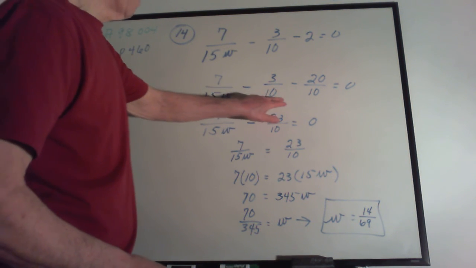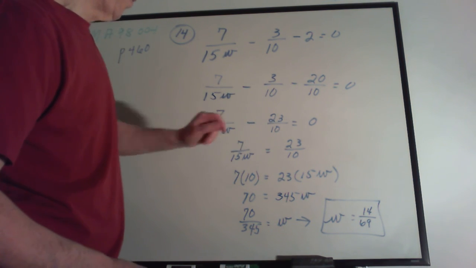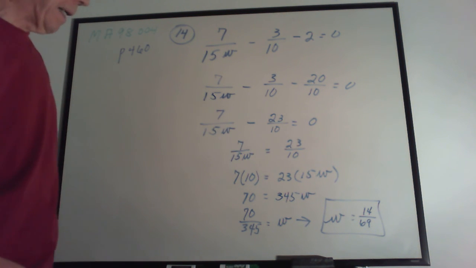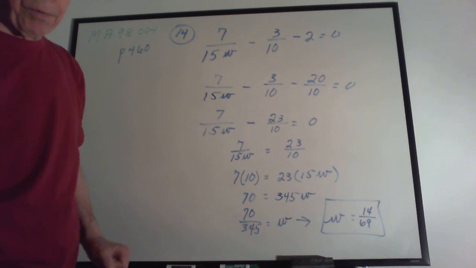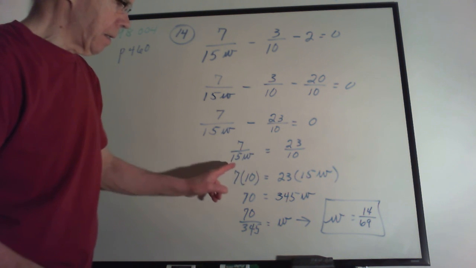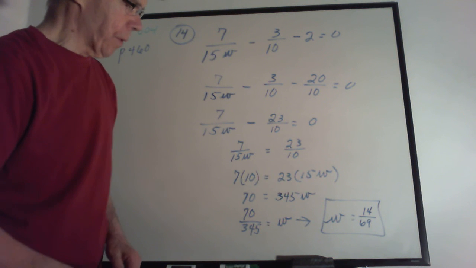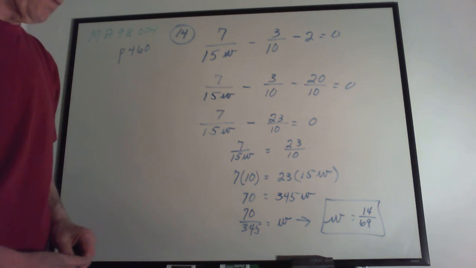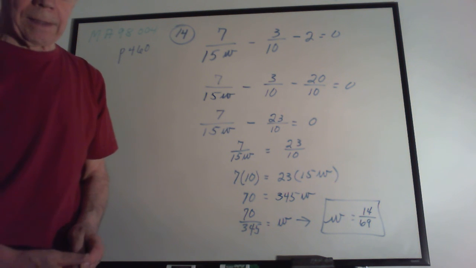All right, so I combined these. I made this 20 over 10, made it 23 over 10, brought the 23 over 10 to the other side. Now it becomes a simple proportion problem. 7 times 10, 15w times 23. Do the work, I end up with w equals 14 over 69.